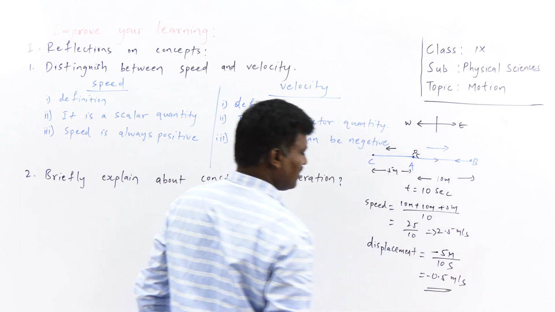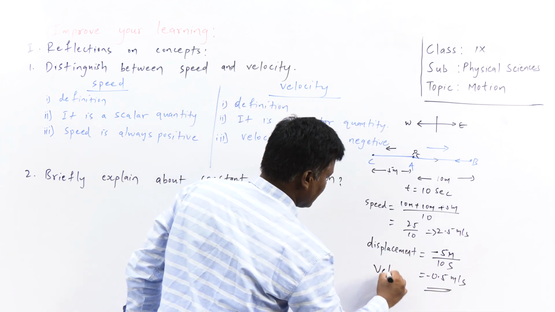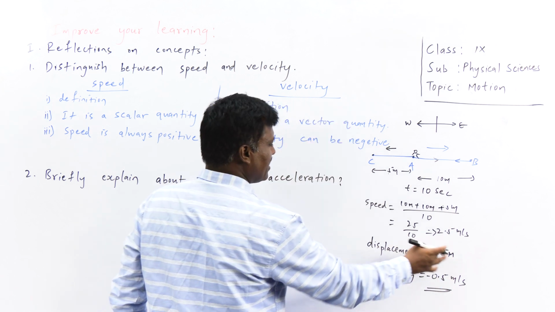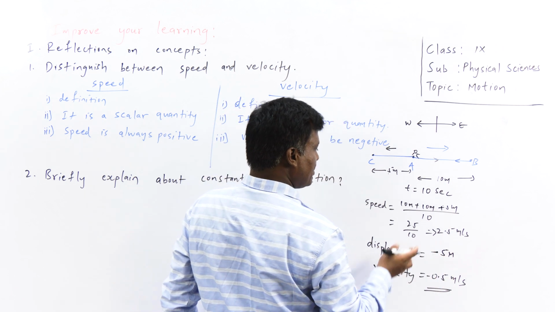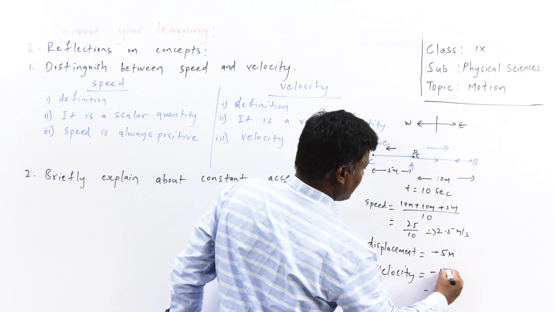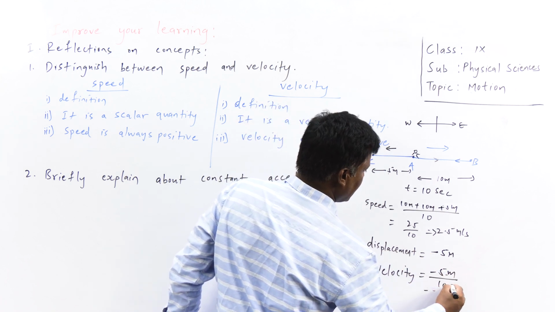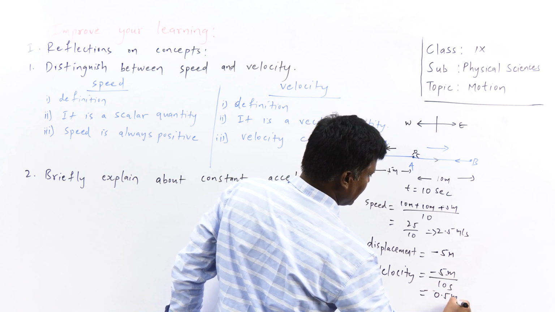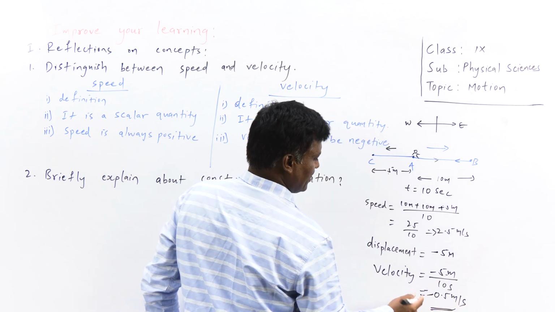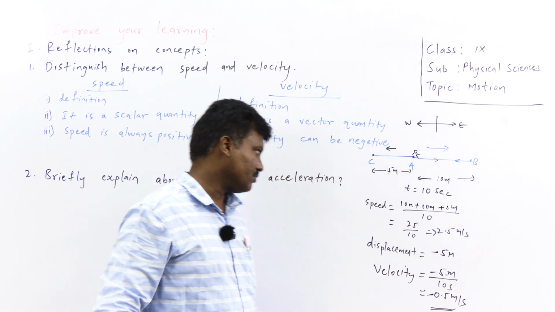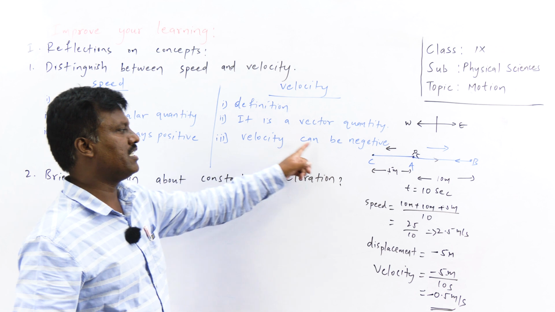What is the velocity? Velocity is equal to displacement by time. Displacement, how much here? Minus 5 meters. Time, how much? 10 seconds. Together, minus 5 by 10, that is minus 0.5 meter per second. Plus by minus is minus. See, velocity is negative in this case. That is why velocity can be negative.